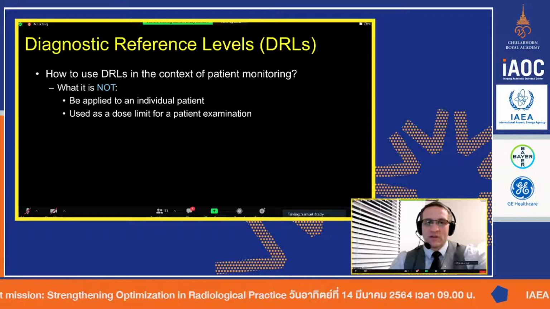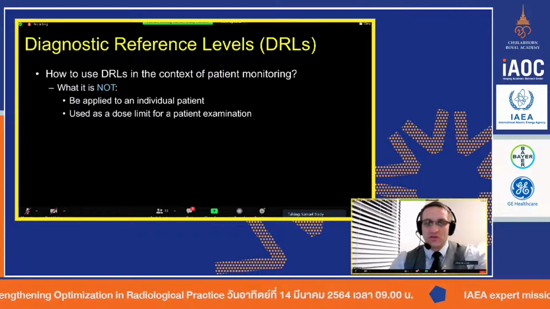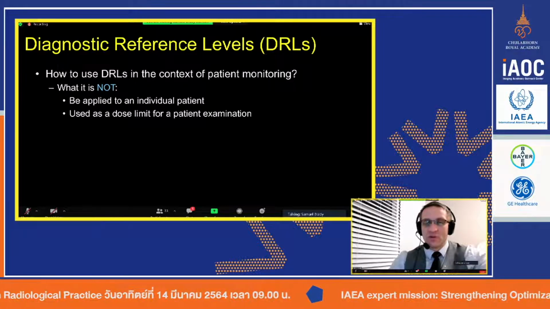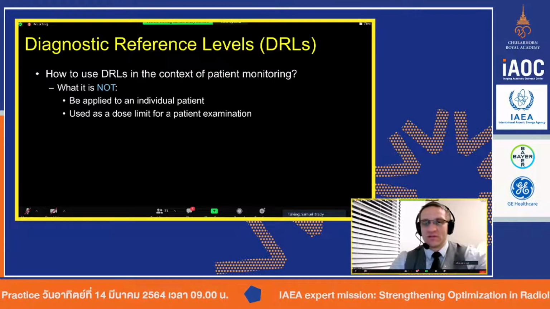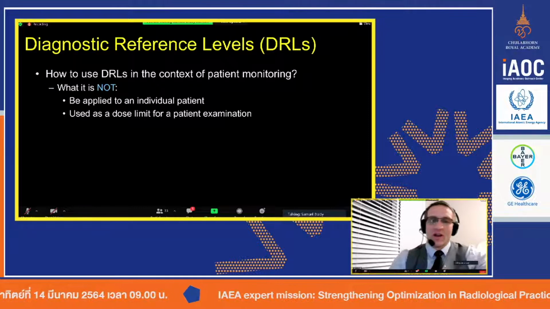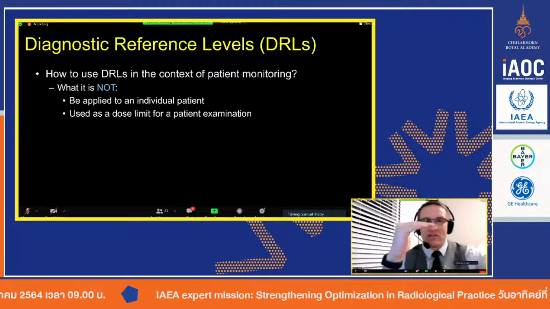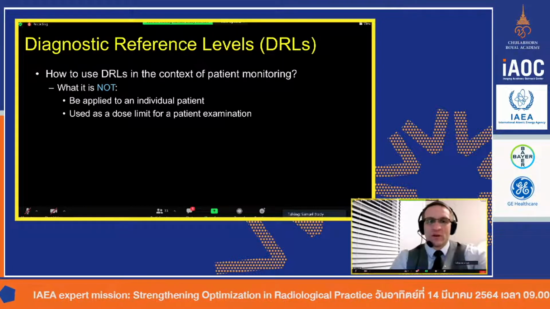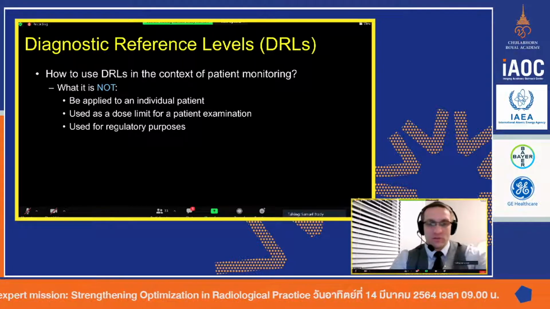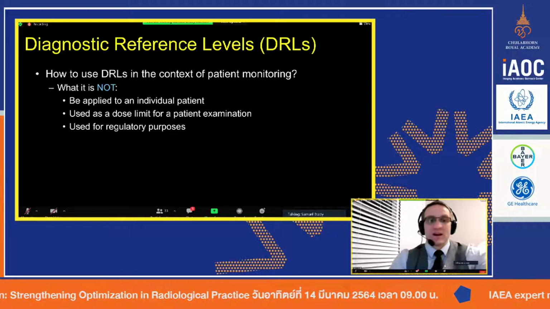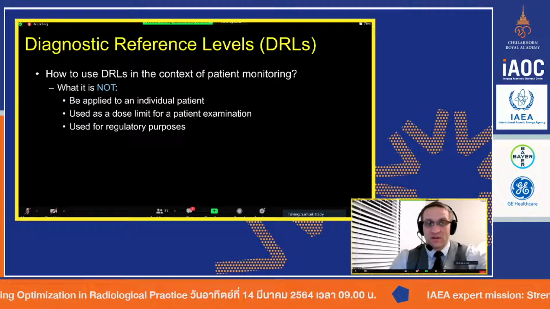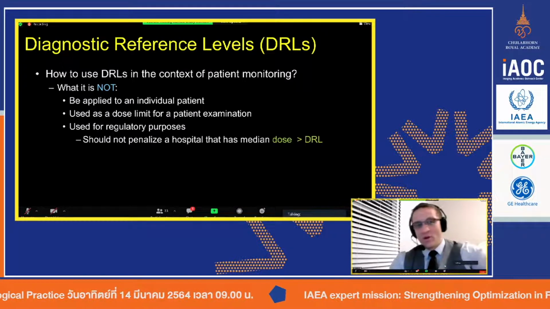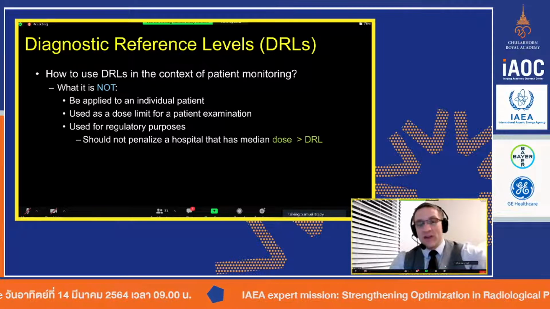They're not to be used as a limit for the amount of radiation we use to acquire patient examinations. So what I'm saying is you don't get the DRL and say no one can ever go beyond that. That is not actually what a DRL means or is to be used for. It's not to be used for regulatory purposes where the government comes in and says nothing over this level. And it should not be used to penalize a hospital.